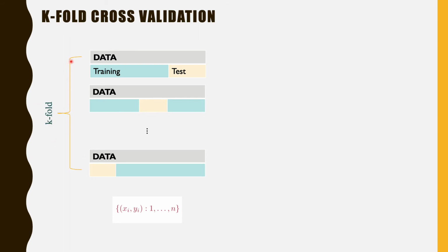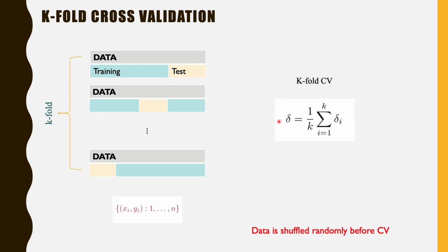And now you have k-fold here. If you look at your k-fold again, you have your performance for this one and this one and this one. And again, you just take the average value, okay? But please keep in mind that you should shuffle your data randomly before running this cross-validation.